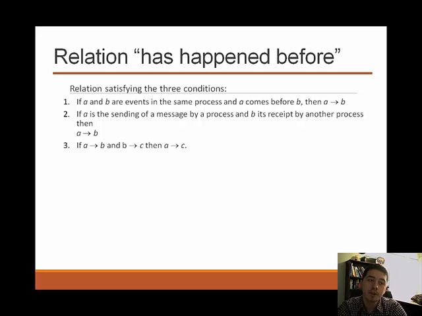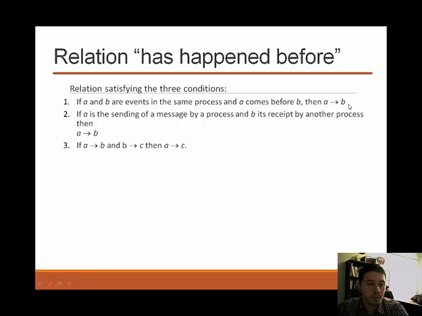Now, in order to have a total ordering of all the processes in a distributed system, Leslie Lamport introduces the relationship "happened before." The relationship "happened before" must satisfy the following three conditions. If A and B are events in the same process, then A comes before B. And this is shown by the following notation.